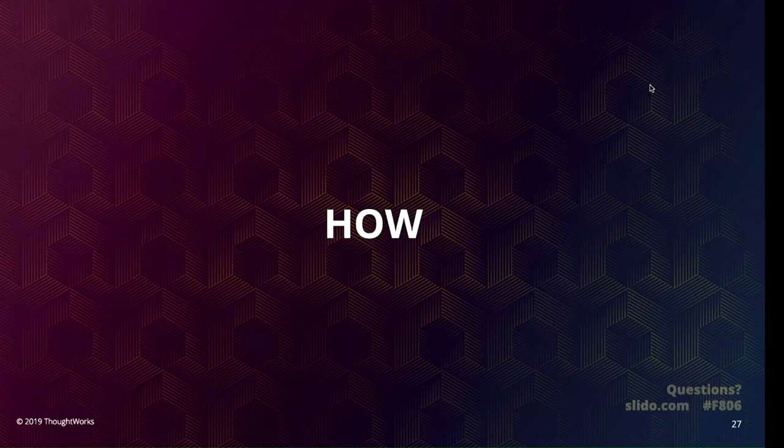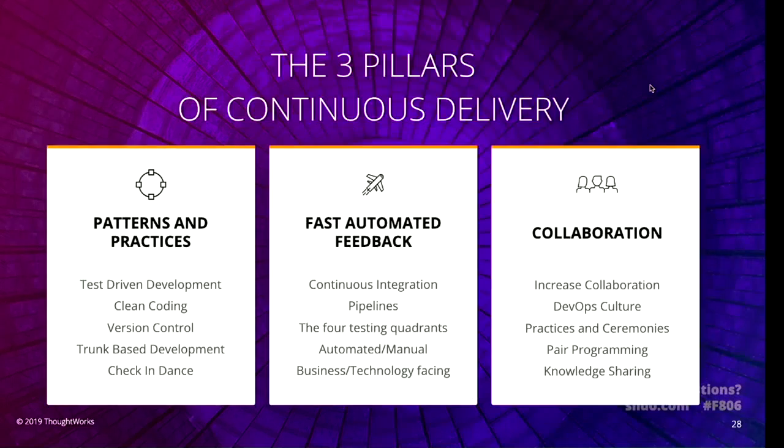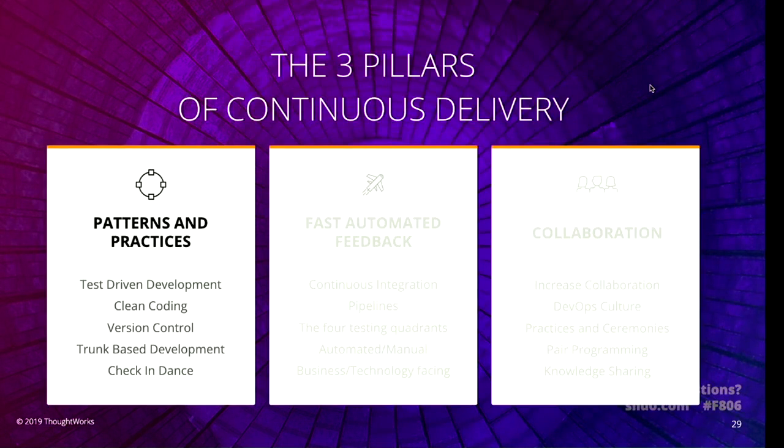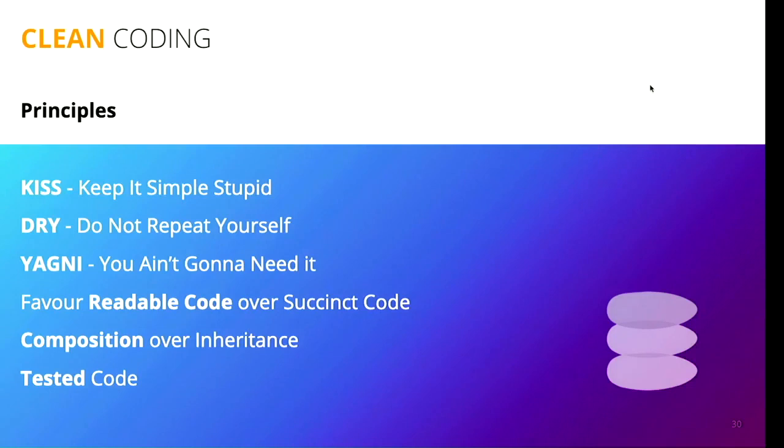Thank you. So that's the why, and now we're going to focus on how we implement continuous delivery in our software development projects. We've got something that we call the 3 pillars of continuous delivery. We've got the patterns and practices that we can implement when writing our code. We've got ways of getting fast and automated feedback. And there's also the people side of it, where we have collaboration between people in the team. We're going to start with looking at the patterns and practices, and the first thing we're going to focus on is clean coding.